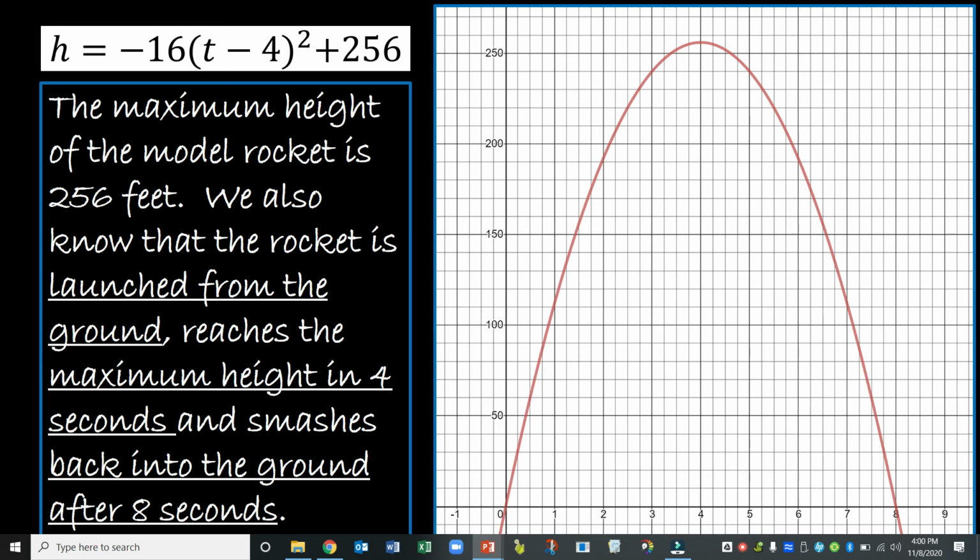One more bonus fact that I'm going to give you right now. I'm going to show you how to change this function, which is in vertex form, into standard form.